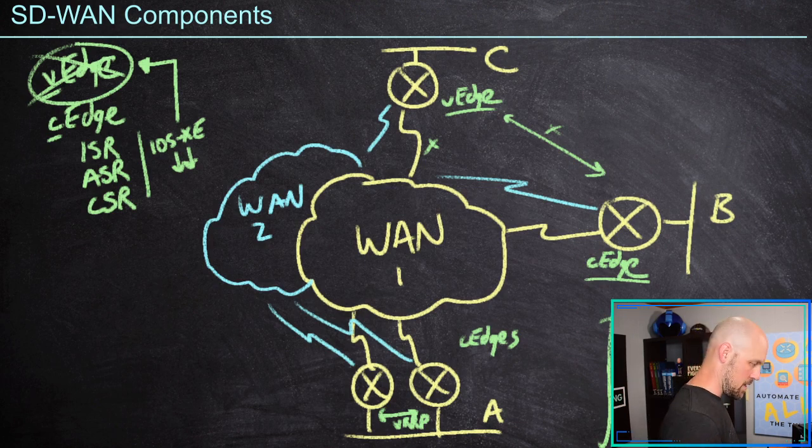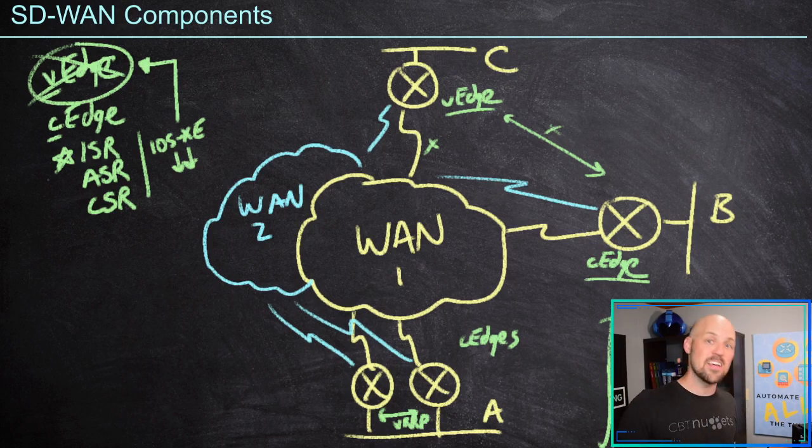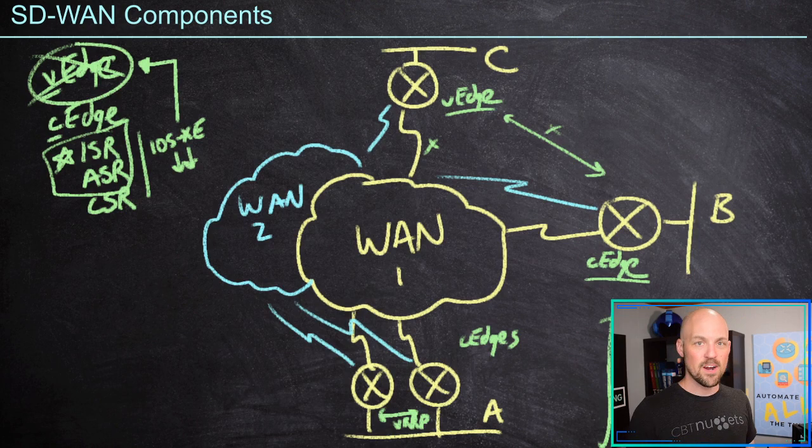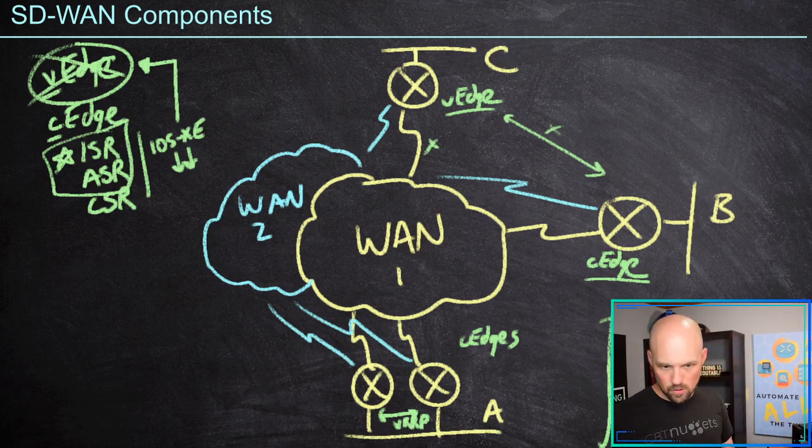Probably a frequently asked question: can I take an existing ASR, or ISR, or CSR even? Well, that doesn't make any sense. An ISR or an ASR piece of hardware, and can I upgrade that? And the answer is yes. So if I want to take an existing ASR 1K and turn that into an SD-WAN edge router, then all I need to do is update the iOS version, the software that's running on the router, in order to turn it into a C edge. So upgrading is absolutely allowed.